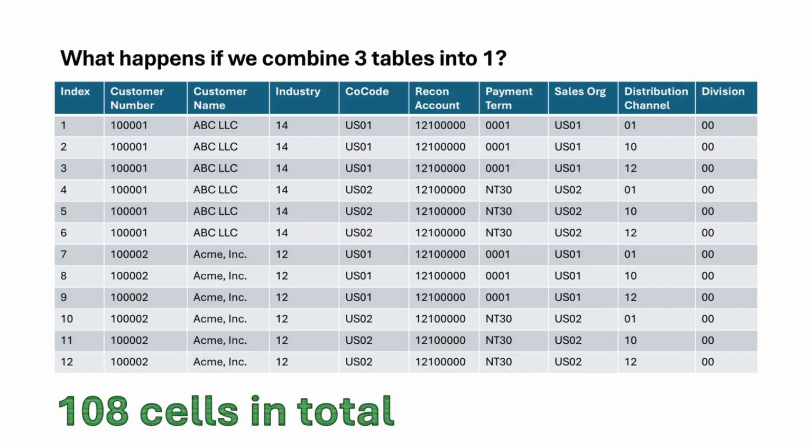So by splitting the data into specialized tables, SAP not only avoids redundancy and keeps things efficient, but it also makes sure updates happen in one place instead of being duplicated across dozens of rows.